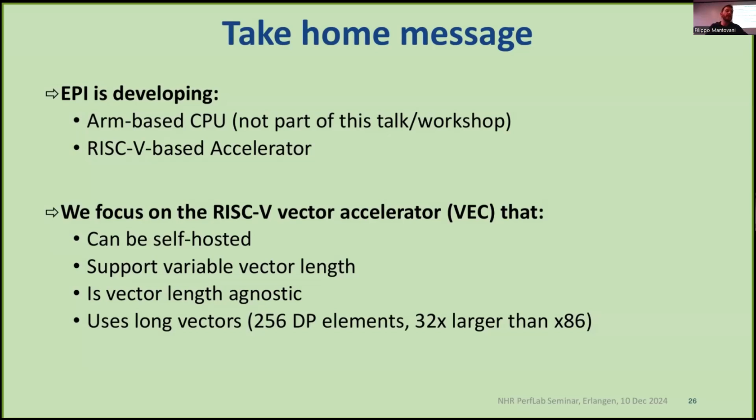Take-home message here. From the EPI point of view, we are developing ARM-based CPU, RISC-V-based accelerators. We focus on the vector accelerator, and that can be self-hosted. So we operate it like a standard CPU, because remember I told you the core is able to boot Linux, so we boot Linux. It supports variable vector length, the thing that I showed you of the tails of the loops, is vector length agnostic, and uses long vectors, 256 double precision elements. Okay, so probably your algorithm or your application needs to be prepared for that.